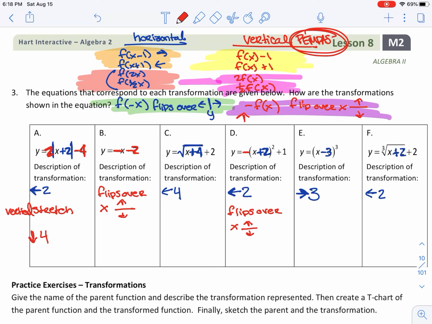I see a -2 on the outside. That means it moves down 2. I see a +2 on the outside. That means it moves up 2. I see a +1 on the outside. That means it moves up 1. Don't see anything happening in E on the outside. I'm all good. I see a +2 on the outside on F. That means it moves up 2.